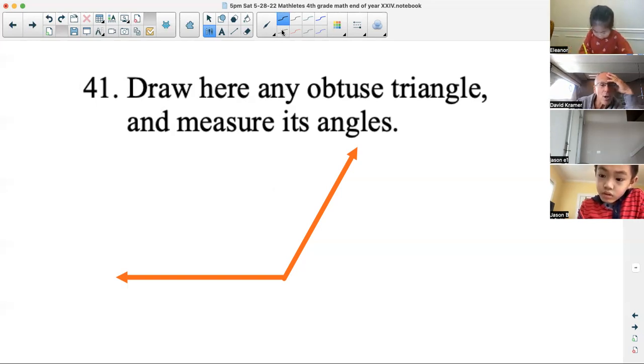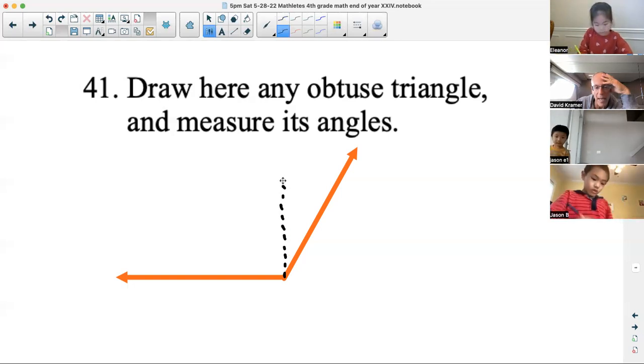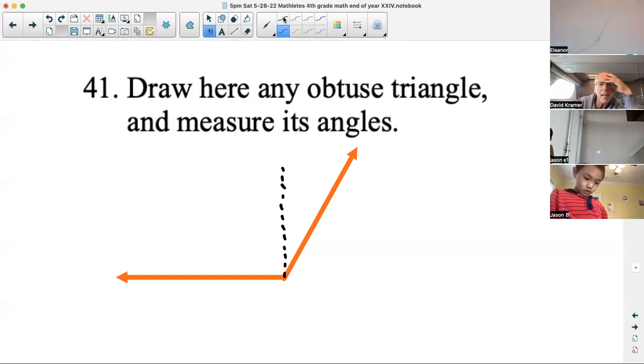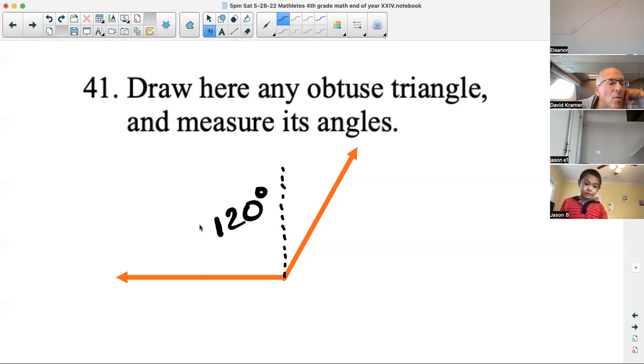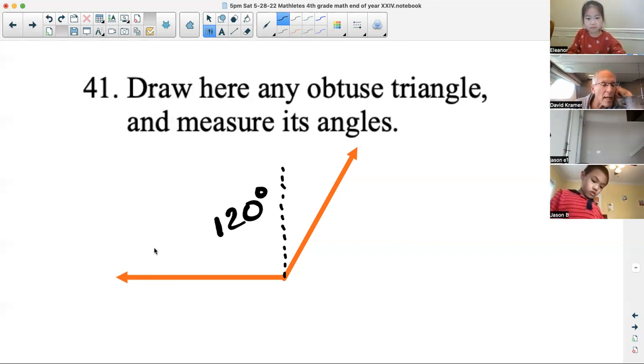Think about how you could estimate by drawing a right angle and then thinking what's left over. So I think that my angle is 120 degrees. Eleanor, you think, what does that say, 145, Eleanor? 145. I really think that's a great guess.